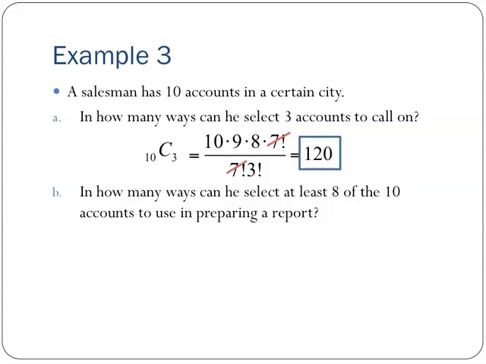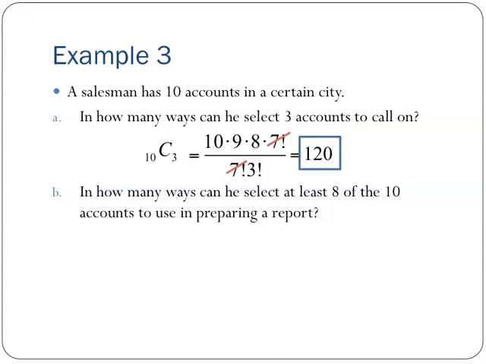In how many ways can he select at least 8 of the 10 accounts to use in preparing a report? Now this one's a little bit trickier. This is how many ways can he select not just 8, but at least 8 of the 10 accounts. That means he could select 8, he could select 9, or he could select 10.